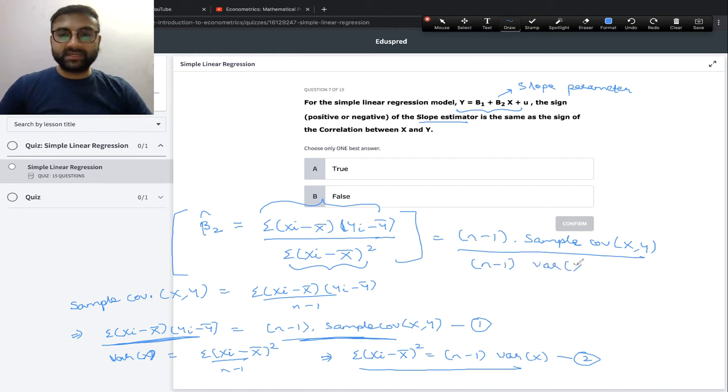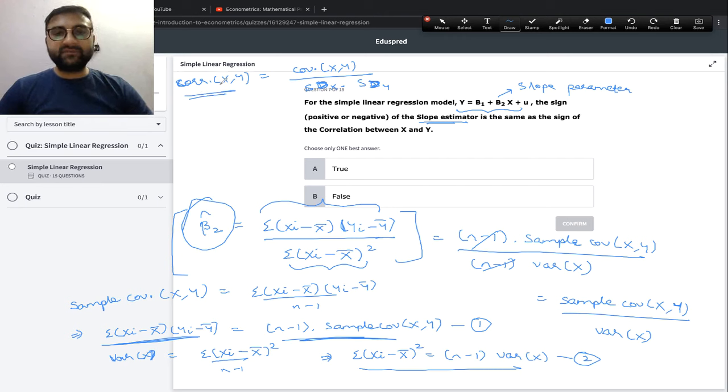Now think of it in this manner. They are asking you what's the relationship between the sign of the slope estimator and the sign of the correlation. Now let's take a look at the formula that we have for the correlation. How do we define correlation between two variables? So correlation between x and y is covariance between x and y divided by standard deviation of x, so s dx, multiplied by standard deviation of y. Okay, now we have to compare the sign of beta 2 hat with the sign of correlation, and we have to see whether we are able to find any sort of relationship between the sign of these two.